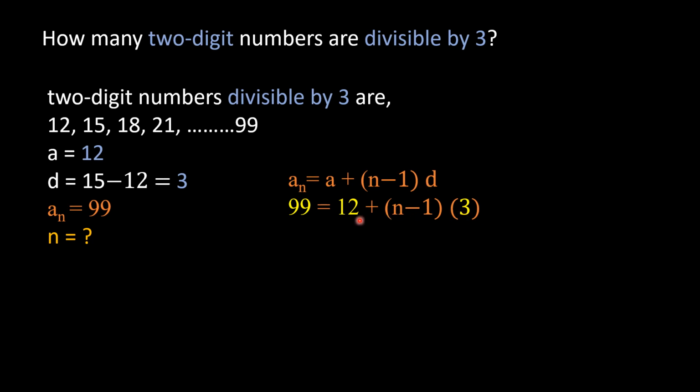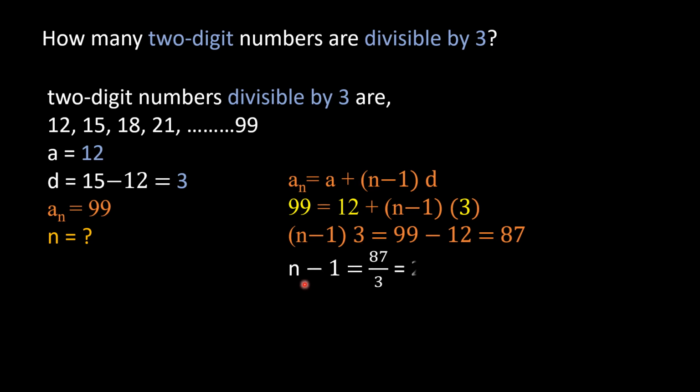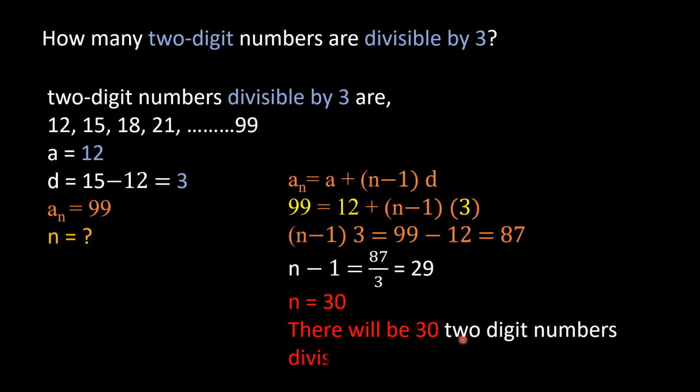We will take this 12 to the left hand side and write 99 minus 12. This 12 goes to the left hand side, so it becomes minus. So 99 minus 12 will be 87. Now we will divide 87 by 3. So n − 1 will be 87 divided by 3, which will be 29. So n will be 30. Therefore, there will be 30 two-digit numbers divisible by 3.